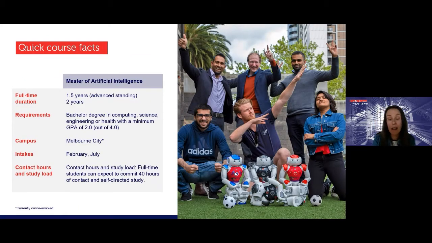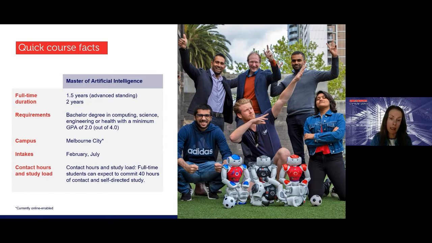So up front, some quick facts about the course itself. The full-time duration of the course is 2 years. There is the possibility for those with advanced standing to apply for credit, which would reduce the overall duration of the programme to 1.5 years, if that's applicable.